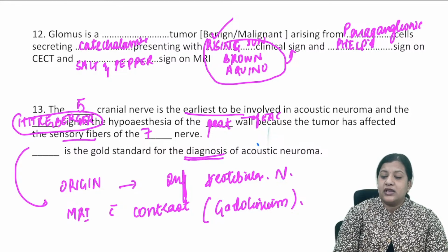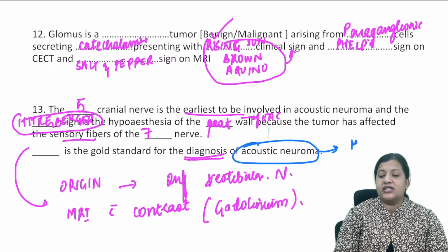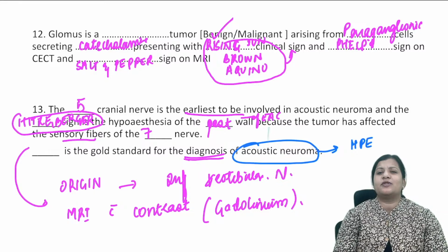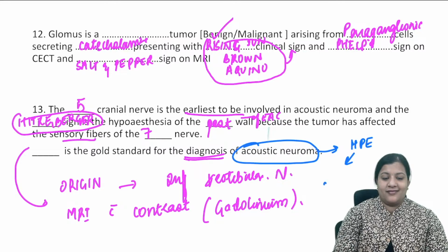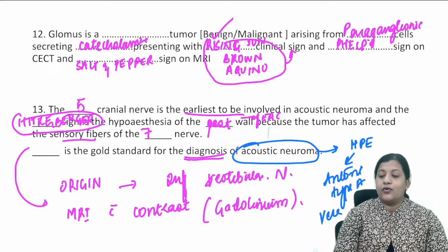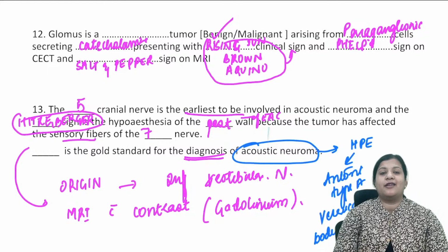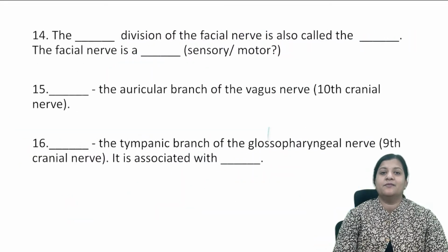Now, in acoustic neuroma, you see on histopathology there are some specific cells, spindle-shaped cells. What are they called? They are called Antoni type A and Antoni type B cells with Verocay bodies. These are specific names that we see in patients with acoustic neuroma. Done? Okay. Now let's go to the next question.